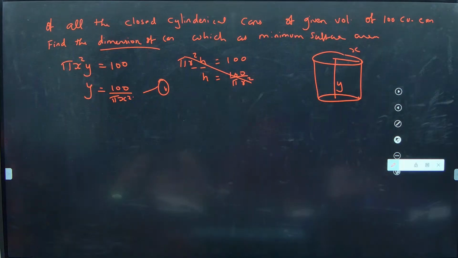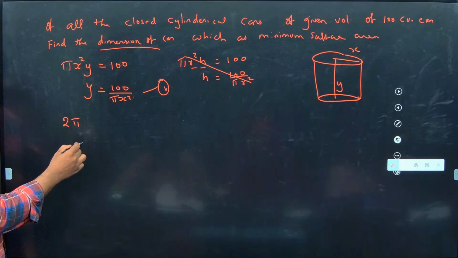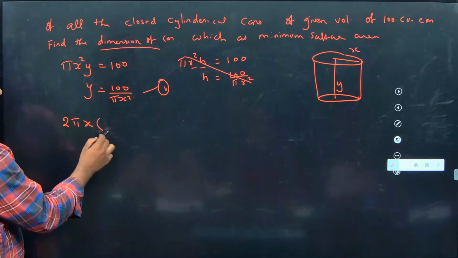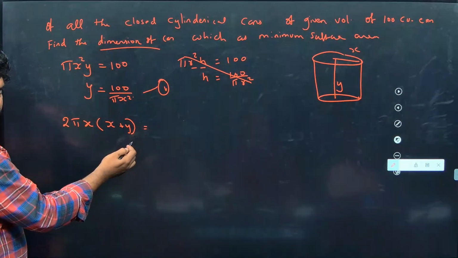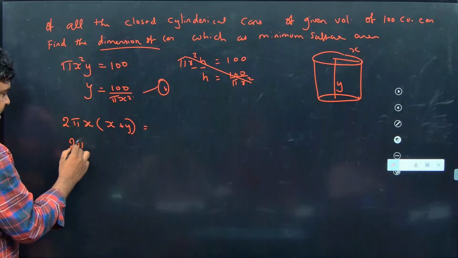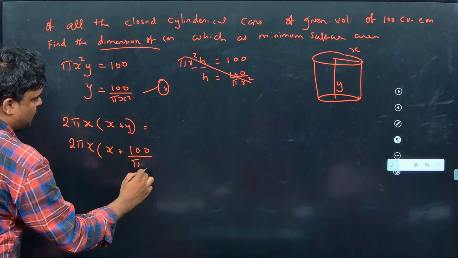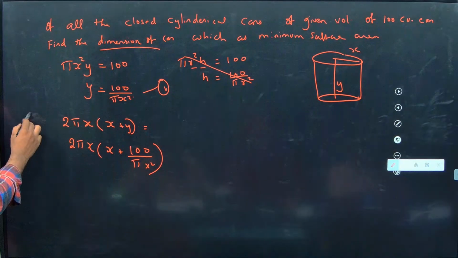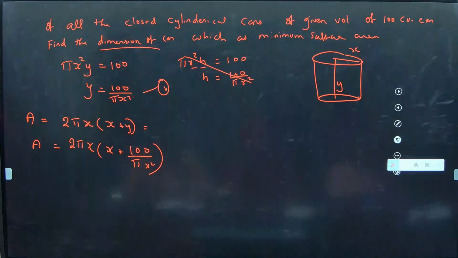Now what do I have to find? I want to find the minimum surface area. So what is minimum? 2 pi r, and r is x here. So x plus y should be minimum. So 2 pi x plus 100 by pi x square. Are you getting, guys? I replaced y with 100 by pi x square.